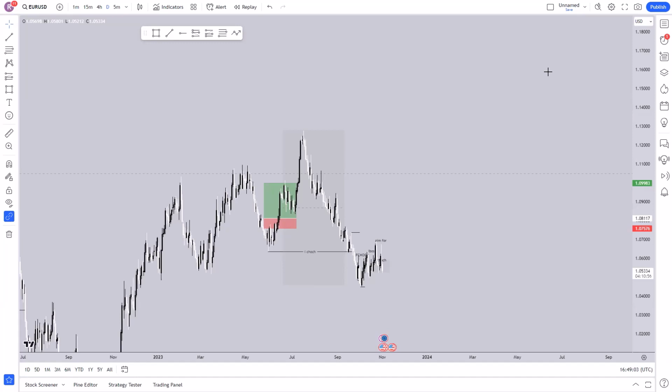10,000 lots is a lot, you know? We don't trade anywhere near 10,000 lots. It's a lot of money.